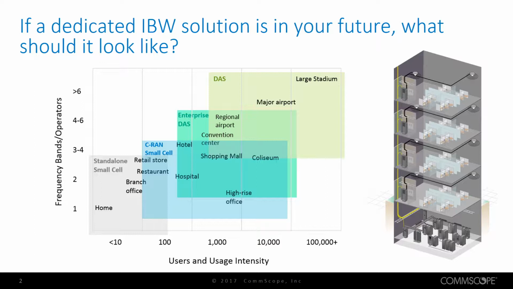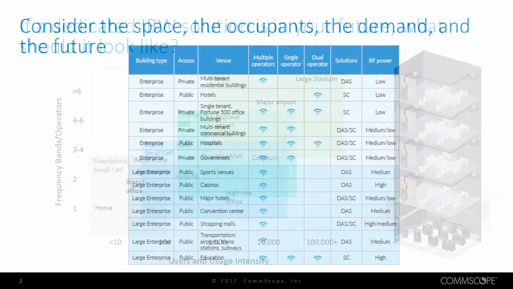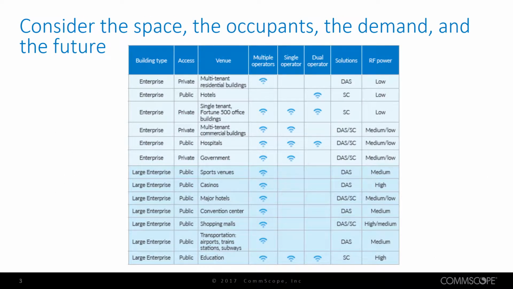First, let's define these features so a meaningful comparison is possible. Let's begin with the simplest question of all. What kind of space will your IBW solution need to serve? The physical layout, size, and occupancy all have a great deal to do with selecting the right technology.